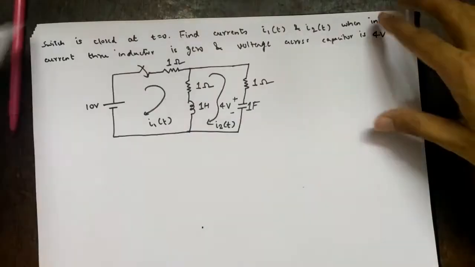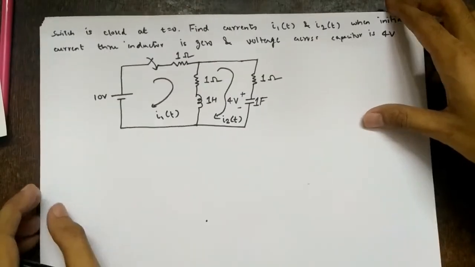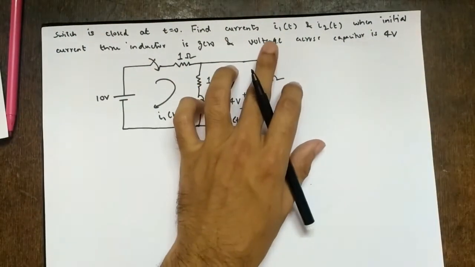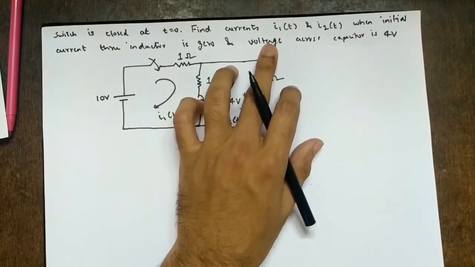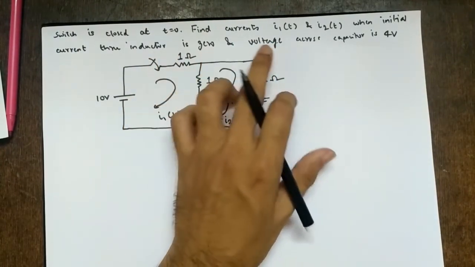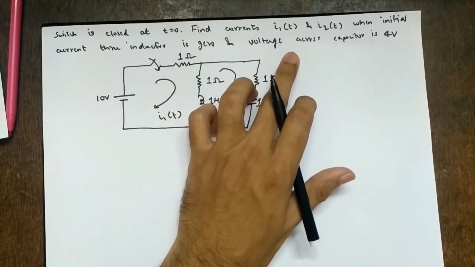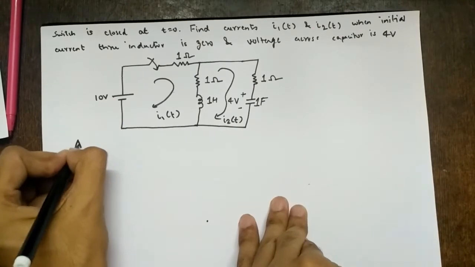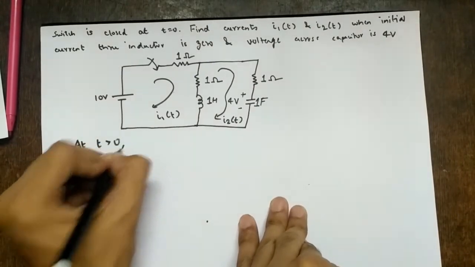Okay. So let's take the last sum. Again the switch is closed at t equal to 0. Find currents I1 of t and I2 of t when the initial current through the inductor is 0 and the voltage across the capacitor is 4 volts. This is already given, right? So we don't have to write the initial conditions. We can directly start with t greater than 0.